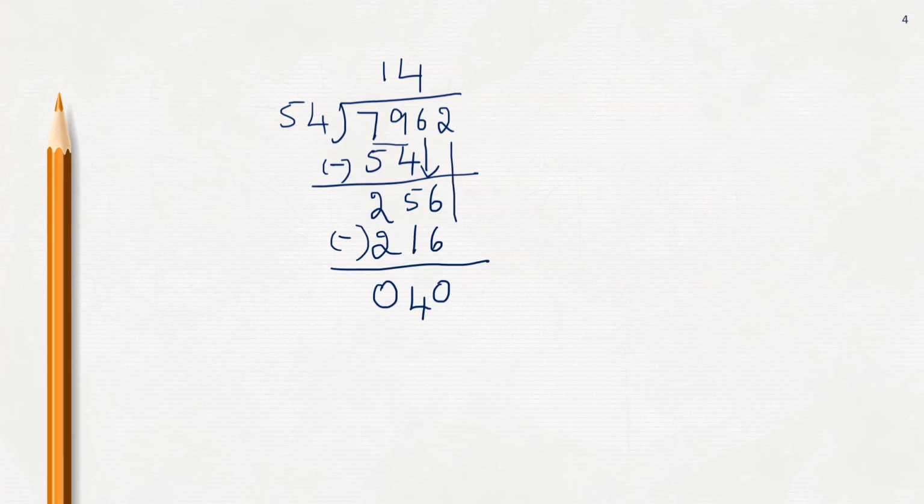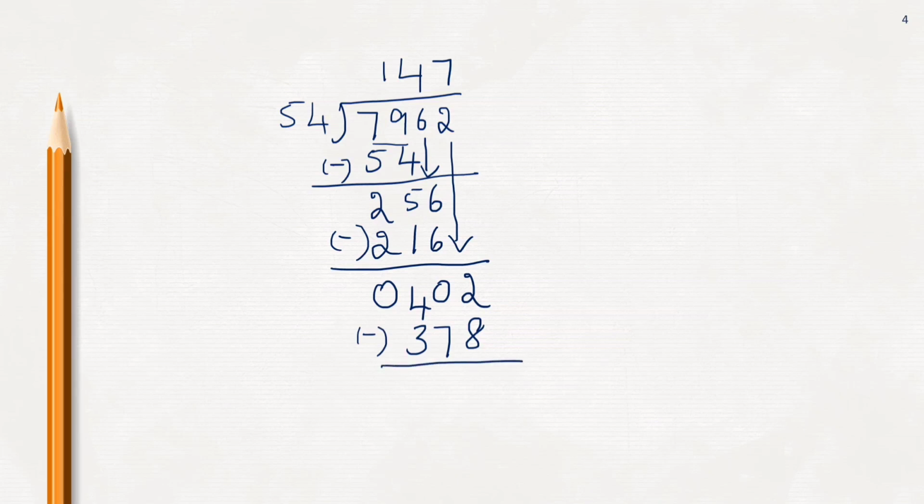Next bring down 2. So we have 402 left now, which has to be solved. So 54 into 7 times will be 378. 7 times will be 378, nearer to 402. Now we'll take away 378.